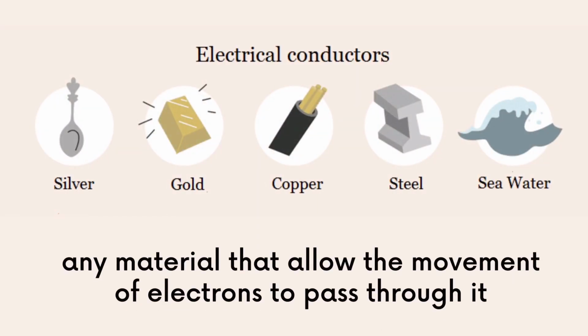We have materials that allow the movement of electrons to pass through it. These are called conductors. Examples are silver, gold, and copper.